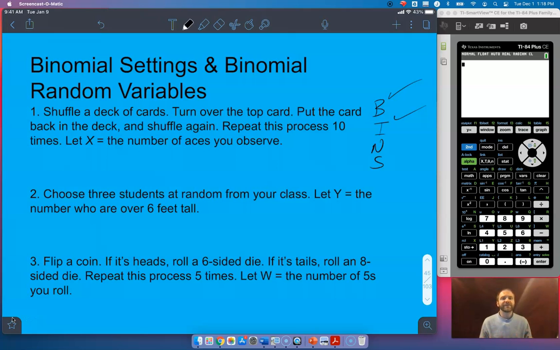Is there a fixed number of trials? It says you're repeating this process 10 times. Is there a fixed probability of success? Is that a constant probability? Drawing an ace is going to be 4 out of 52. Since I'm putting the cards back in the deck and shuffling again, it's going to be 4 out of 52 every time I draw. So I think there is a fixed probability of success.